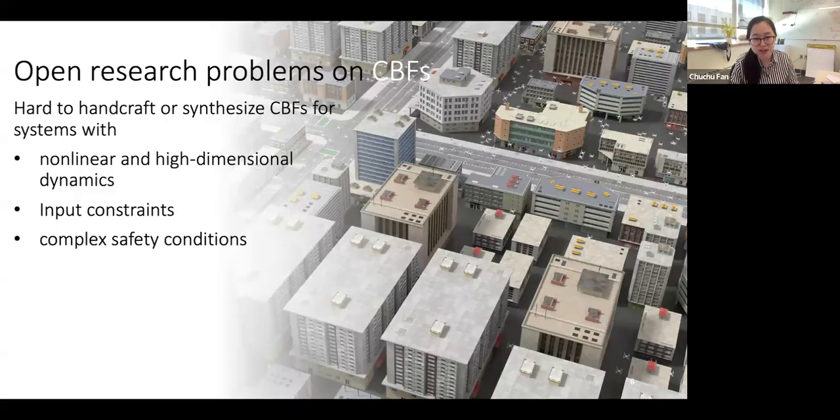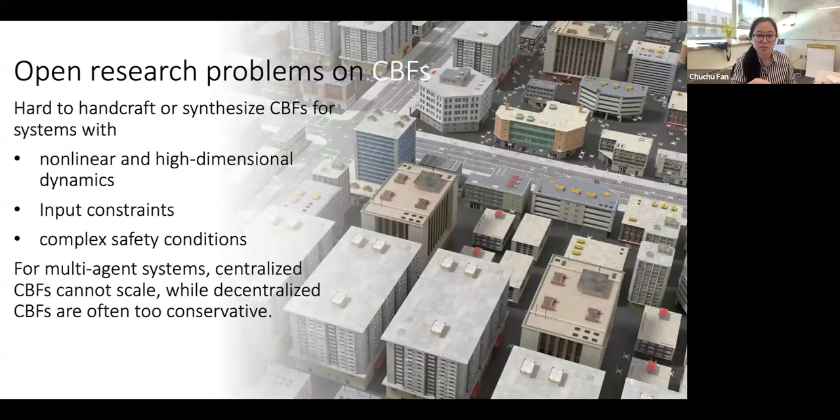It's also difficult to write down those for systems with complex safety constraints. Most of the safety constraints people consider are distance-based. But if the safety is conditioned on some other nonlinear terms, it's quite difficult to really write down this function. All this adding together makes it very difficult for engineers or users to really use barrier functions, because we don't know how to get those. Now, for multi-agent systems, on top of these challenges I just mentioned, there is also a dilemma of what type of CBF to use for multi-agent systems.